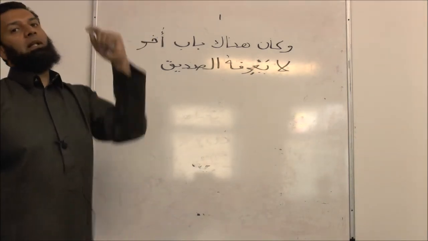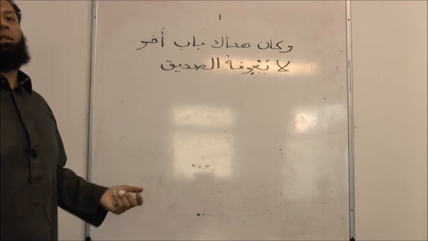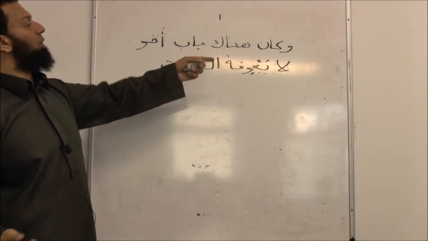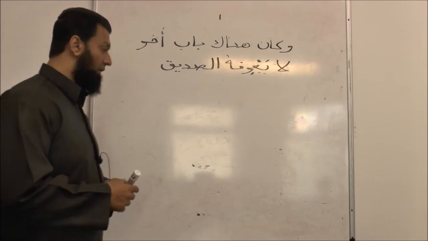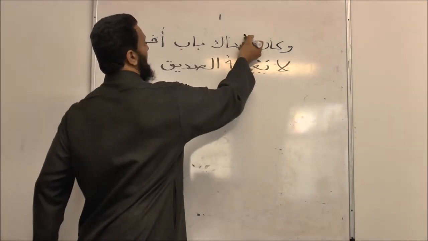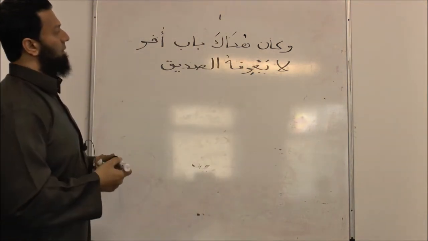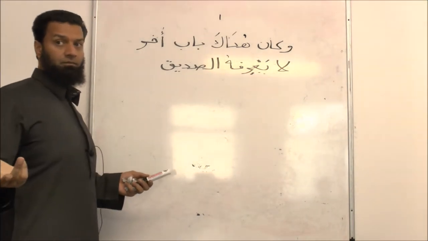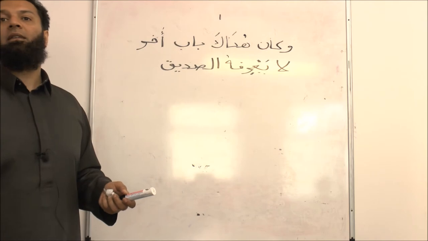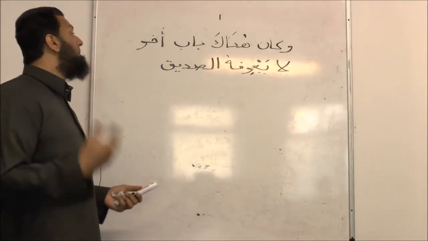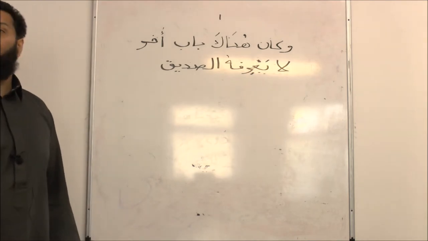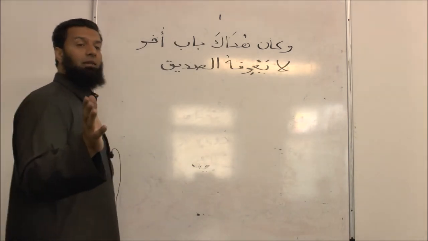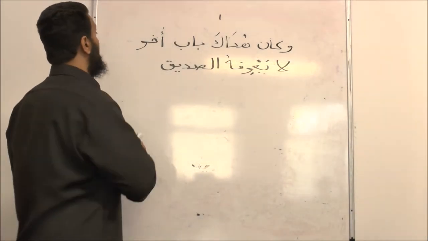What do we place on the bab here? Is it babun, baben, or babin, and why? Kana hunaka. What does hunaka mean, first of all? There. Like over there. Wa kana hunaka babun. Babun. Why babun? Because nothing's affected it. Remember that unless there's a reason why it's going to change from its default state, you leave it in its default state. That should be the rule.